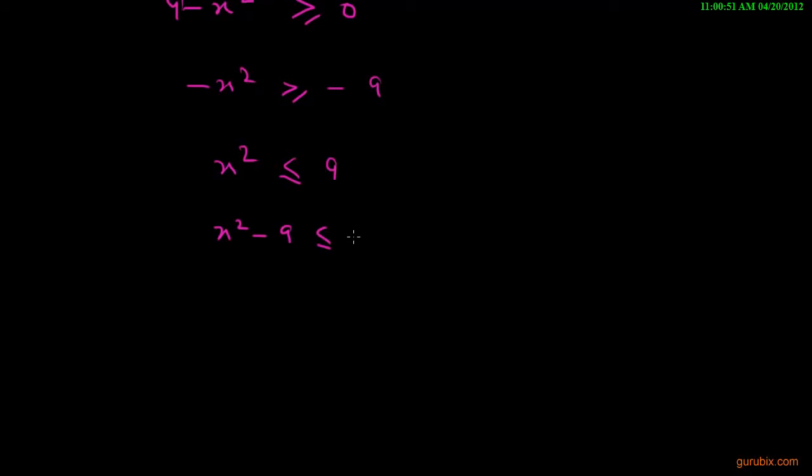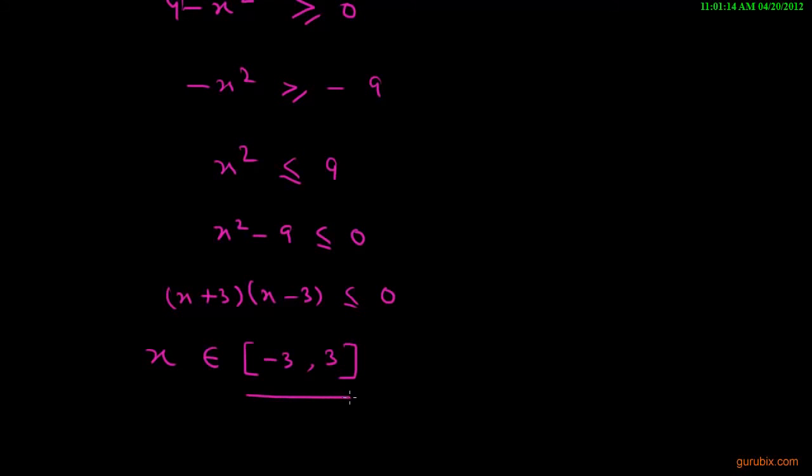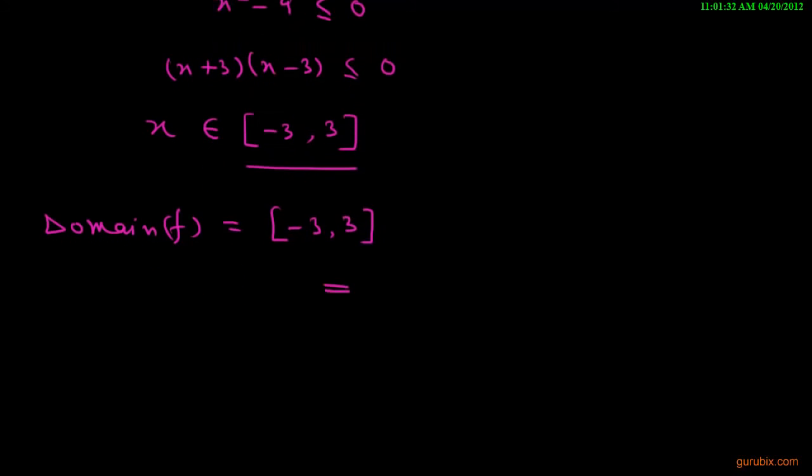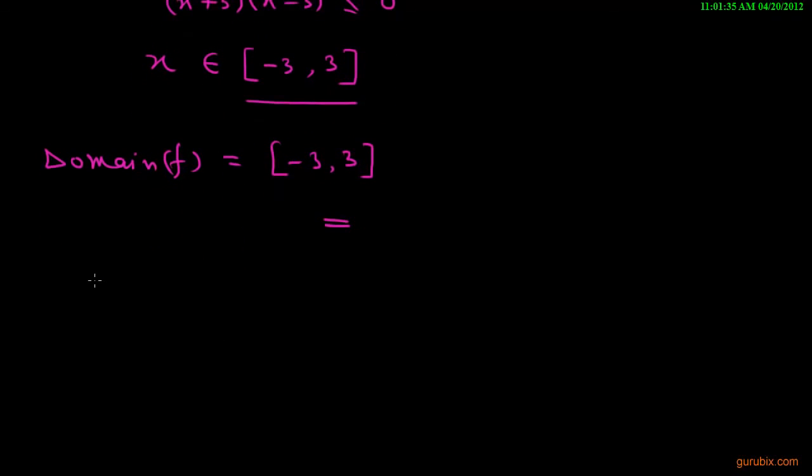Or we can write that x² − 9 is less than or equal to 0, or we can say that (x + 3)(x − 3) is less than or equal to 0. This means x belongs to [−3, 3]. So this is the domain of the given function. So we shall write the domain of f is [−3, 3]. So this is the solution of the third part.